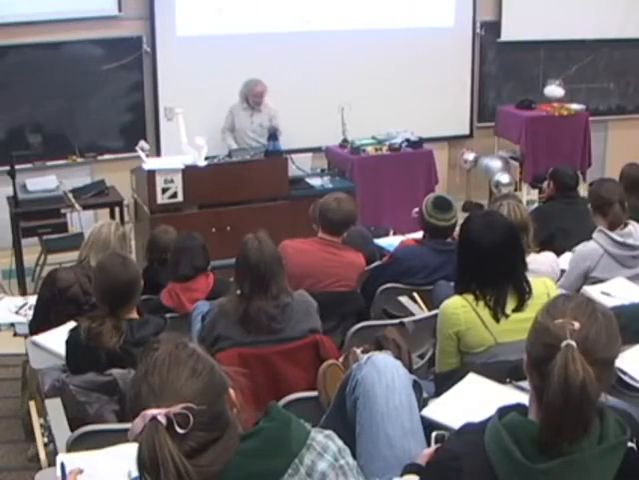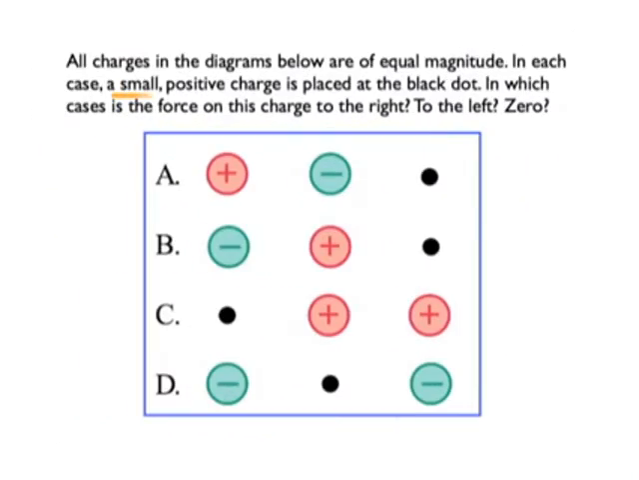Let's look at multiple charges. Imagine putting a small positive charge at the black dot in each one of these scenarios. So scenario 1, A, B, C, and D. Small positive charge goes here. Question: in which cases is the net force on the charge to the right? In which case is it to the left? And in which case is it 0?